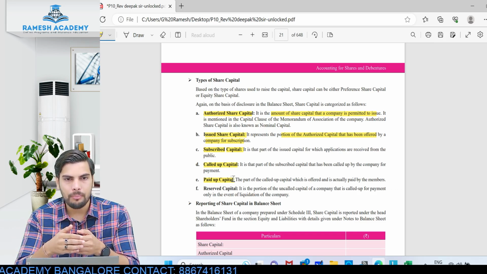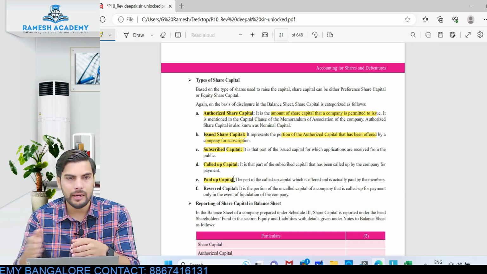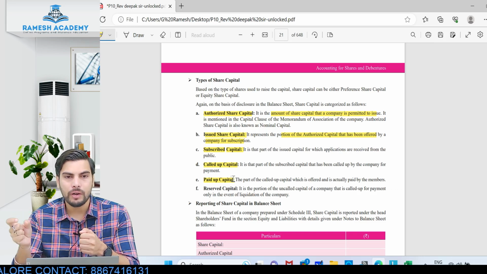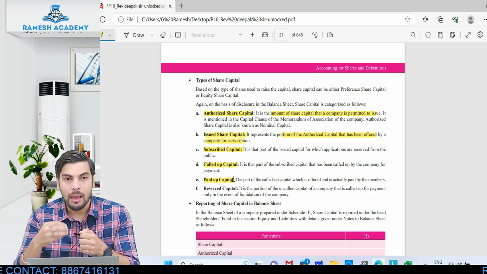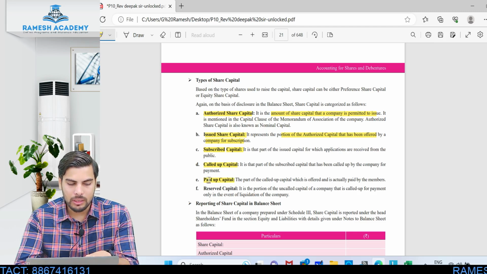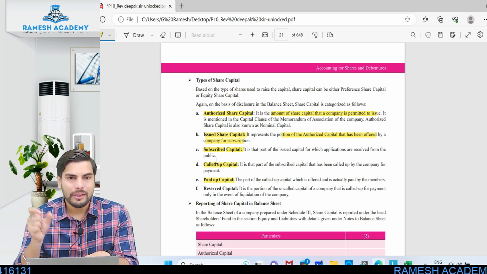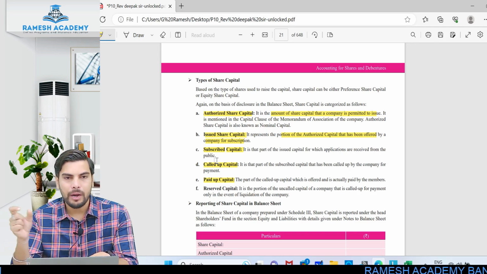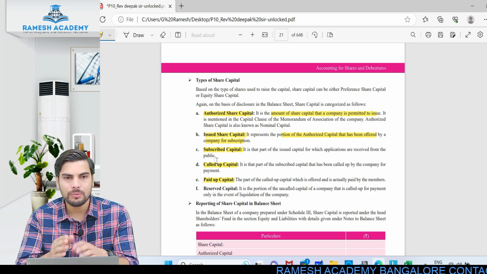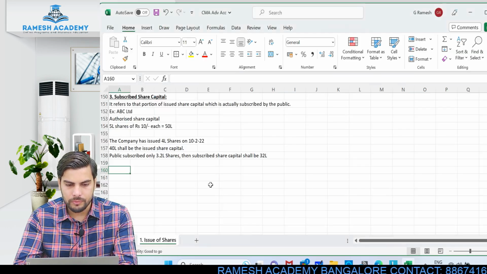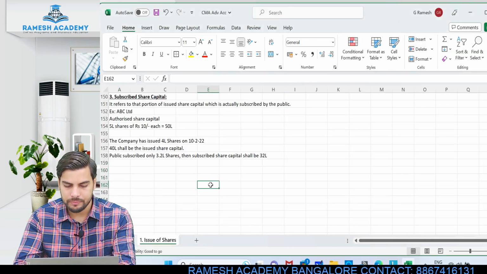Because the company made a call to everyone, the entire 10 lakh shareholders, and out of these only 9.8 lakh shareholders paid the amount, that would be called as paid up capital. Called up capital would be 10 lakh shares into 10. Paid up capital will be only to the extent of 9.8 lakh who turned out to pay the amount. That would be treated as paid up capital. Clear?